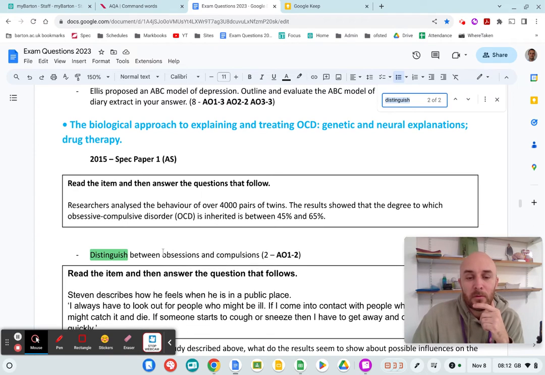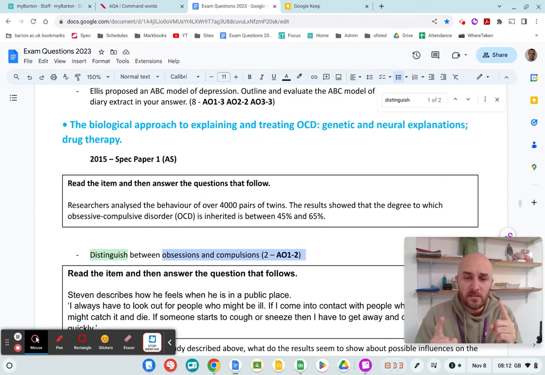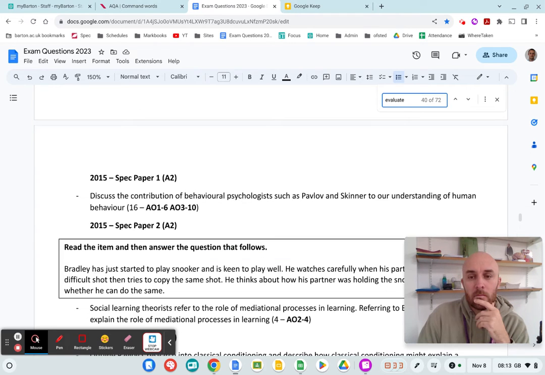Distinguish between obsessions and compulsions. I would say for that, you're looking for one distinction, but talking about both sides. So off the top of my head, a difference between obsessions and compulsions would be kind of almost where they take place. Obsessions are very internal, whereas compulsions are very external because they're behavior. Obsessions are thinking, compulsions are behavior. So that would be a way to distinguish between them.